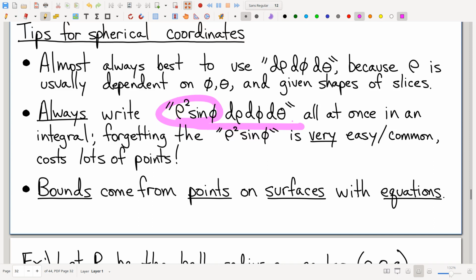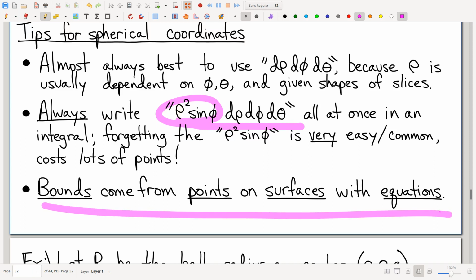Write all this down together. Don't ever write down d rho, d phi, d theta by itself. You'll never need that. It never comes out. It's always part of rho squared sine phi d rho, d phi, d theta. Write it down all at once. Okay. All right, and again, the usual process of how to find bounds.